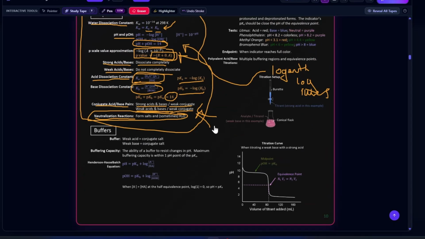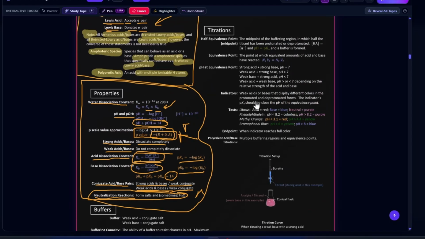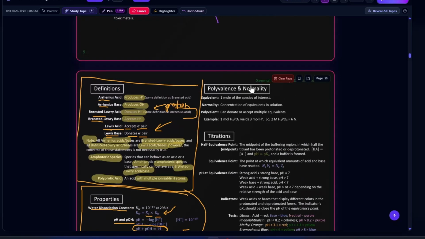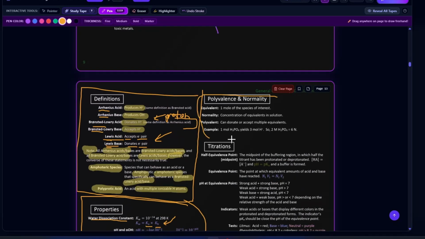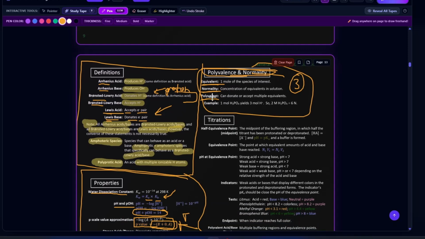Now we're on to titrations and buffers, but before we go into those, we're going to do polyvalence and normality. You should know since chapter 3 almost what equivalents are, what normality is, and what polyvalent is at this point. So do practice problems for these as well, determining equivalence, normality, and polyvalence. What is polyvalent? Something that can donate or accept multiple equivalents.